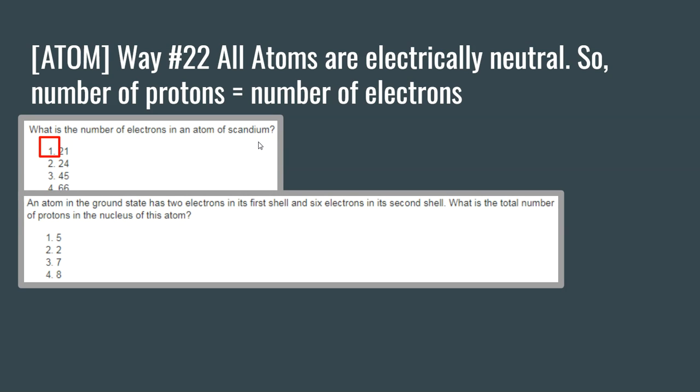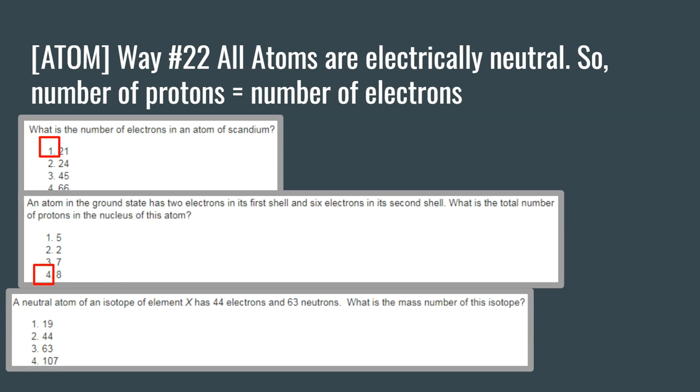An atom in the ground state has 2 electrons in its first shell, 6 electrons in its second shell. What is the total number of protons in the nucleus of this atom? Again, you can assume that this atom is neutral, unless otherwise stated. Because it has 2 electrons in its first and 6 in its second, it has a total of 8 electrons. So for it to be neutral, it also must have 8 protons. In this case, this atom is oxygen. And we know that it's oxygen because it's the only element with an atomic number of 8.